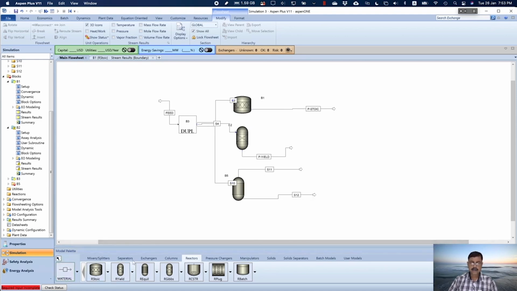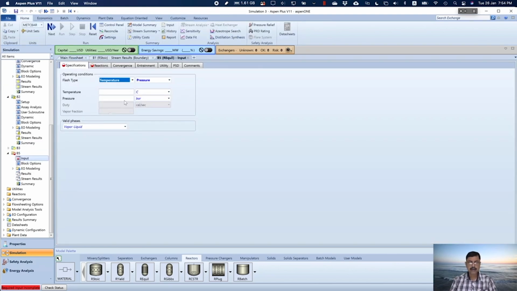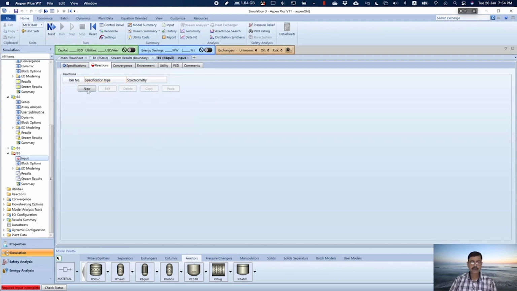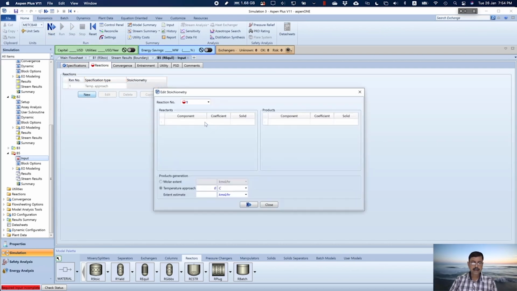Now let us write it as V equal and let us write it as L equal. Press next. We have to give the temperature pressure condition, which are same as before. Then we have to specify the reaction. So the reactants are CO and water. Products are carbon dioxide and hydrogen. Coefficients for reactants are -1 and -1, whereas coefficients for products are 1 and 1.